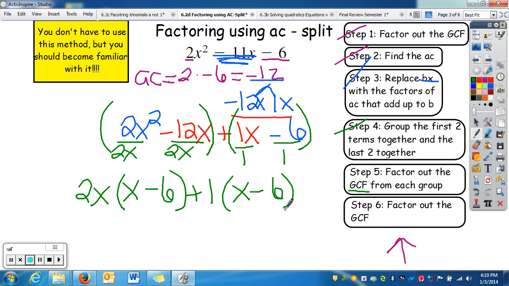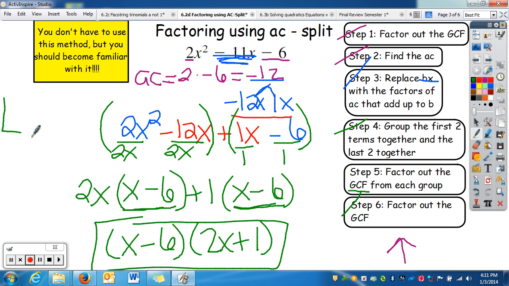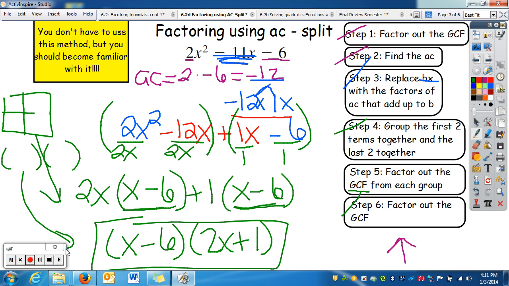Here's where you actually know you did it right, is that these two should be the same. Because we're actually going to factor out the GCF one more time, because this is multiplying. Since they both have an x minus 6, I factor out an x minus 6 and a 2x plus 1. And that is my answer. Now, if you would use the box, you would get the same answer. If you would do your parentheses, you would get the same answer. This is only another method of how to factor. It's more like a procedure, so those who like step by step, this is definitely for you.